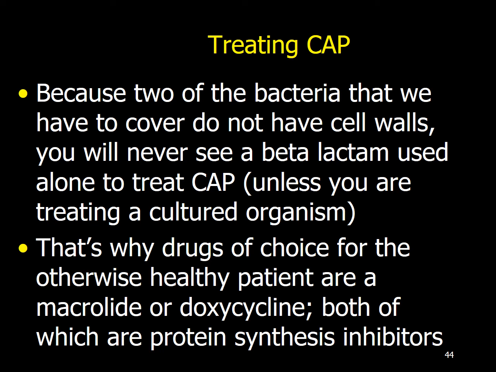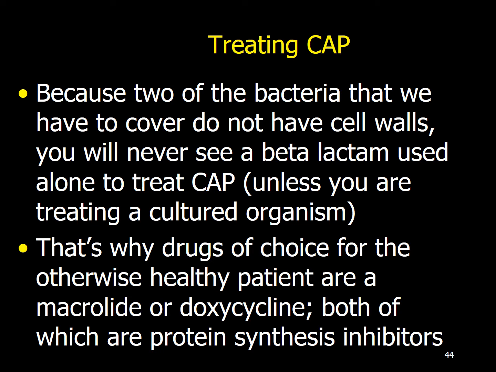That's why, last bullet point here, choice of drugs for the otherwise healthy patient, according to our evidence-based guidelines, are either a macrolide like erythromycin, azithromycin, or clarithromycin, which is erythromycin, or Zithromax like a Z-Pak, or clarithromycin is Biaxin. We can either use a macrolide or doxycycline. Neither of these are beta-lactams. Neither of these inhibit the cell wall. These are both protein synthesis inhibitors. So since they're protein synthesis inhibitors, they will kill any form of bacteria that has to make protein, which is all of them.